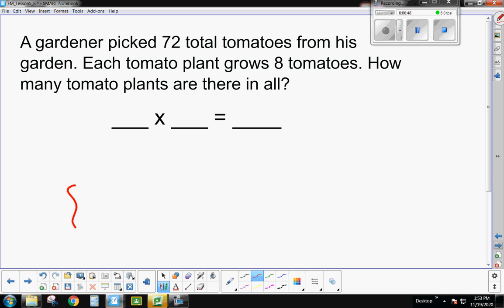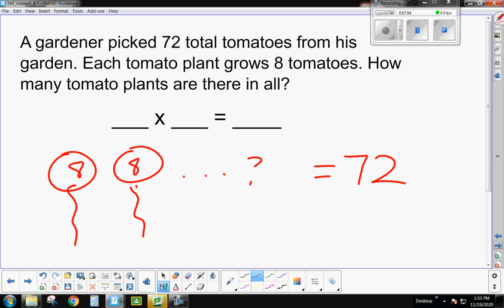So I'm going to think of this tomato plant, and I know it grows 8 tomatoes. How many tomato plants are there in all? So I have to figure out how many of these it's going to take to equal 72. Okay? So basically I'm taking 72 plants, I'm dividing them into groups of 8. How many groups will it take to make that 72?